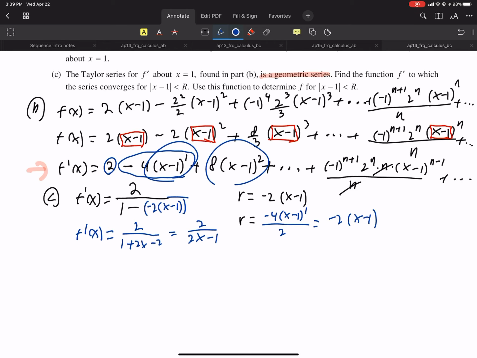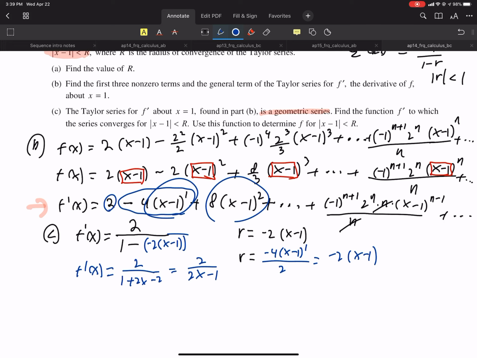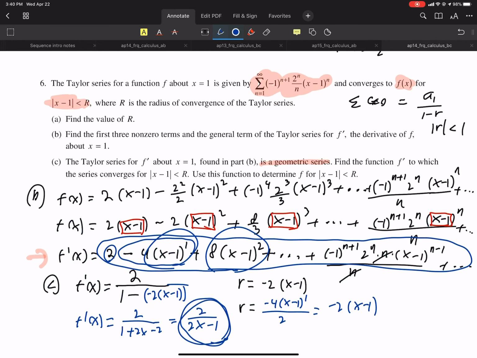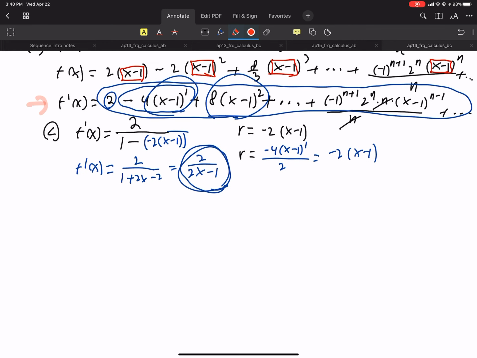So the first part is done. We have found the function f prime of x. So in other words, this here is a series for this function. Now the question asks for f. Now it's saying the series converges on that. That shouldn't confuse you. The original series f converged on that interval. Therefore, using the derivative, it will have the same interval of convergence. So we're good to go on that.